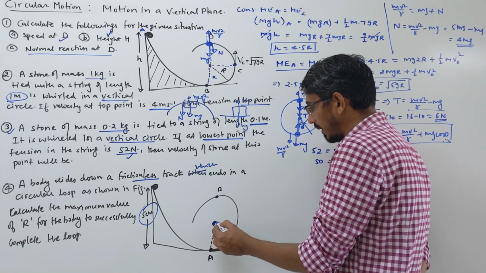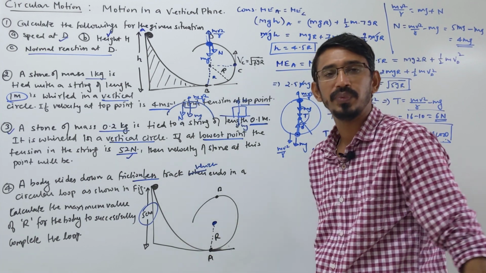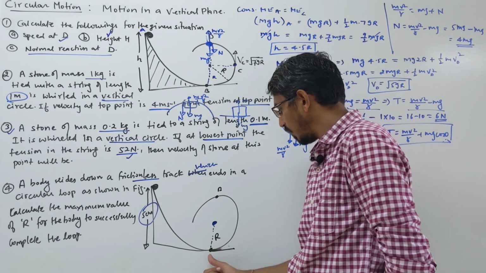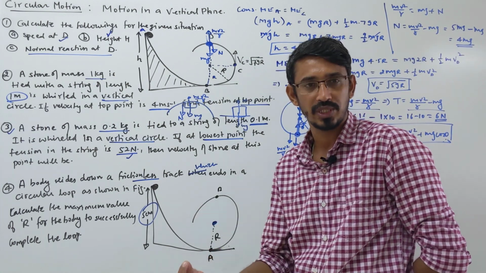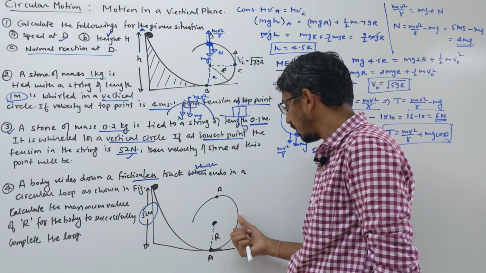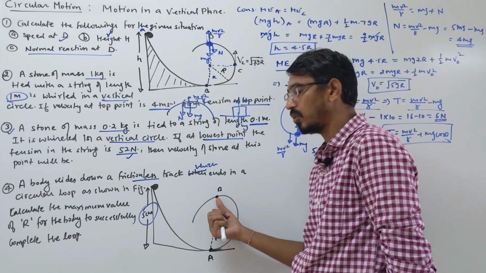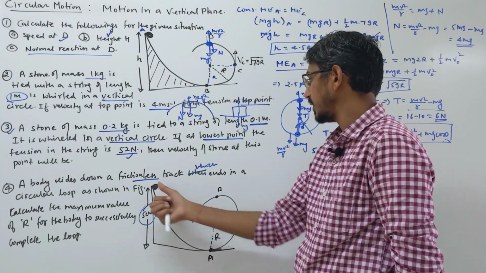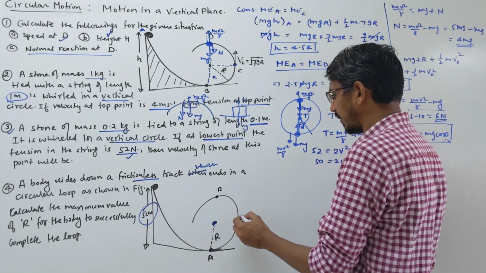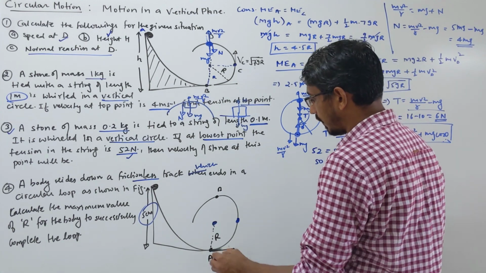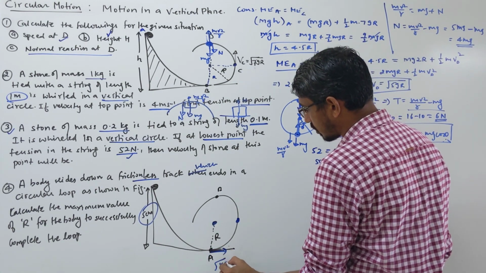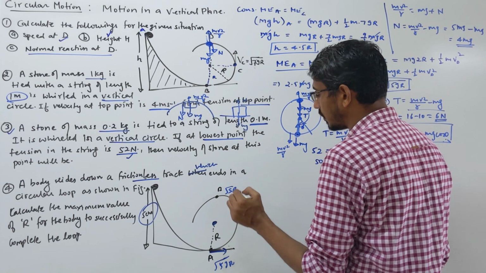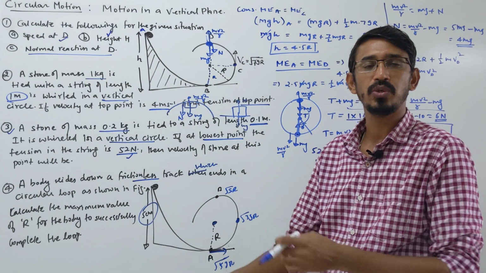Now tell me, we have learned that if you want to make a complete loop, then what conditions do we need, what velocities do we need at different points. So I hope you remember, at the lowest point the minimum velocity needed is root 5 gr, correct? At this point we need root 3 gr, and at this point we need root gr. To make a complete loop, we already know the velocities we need: at this point the minimum velocity should be root 5 gr, at that point root 3 gr, at that point root gr.